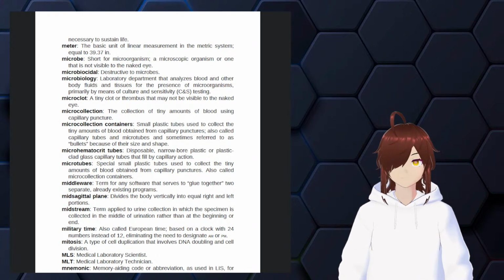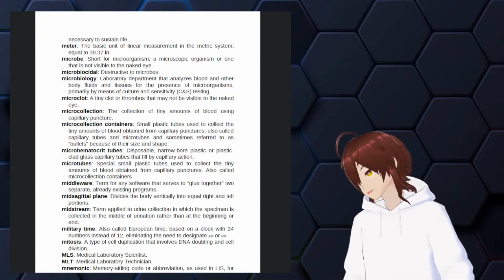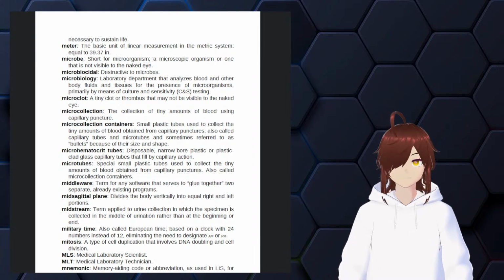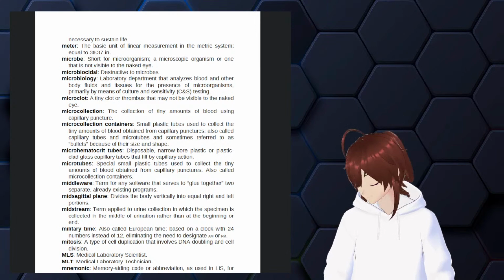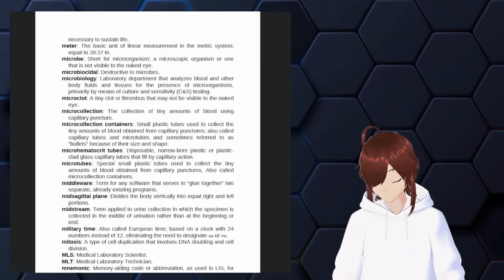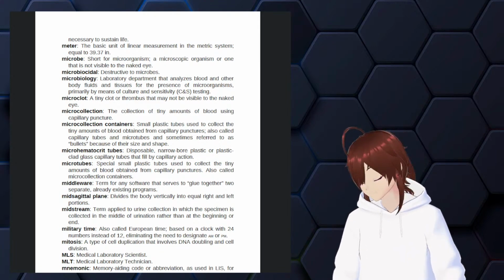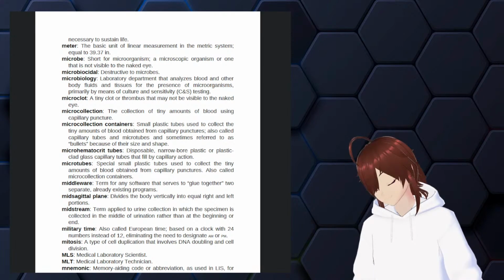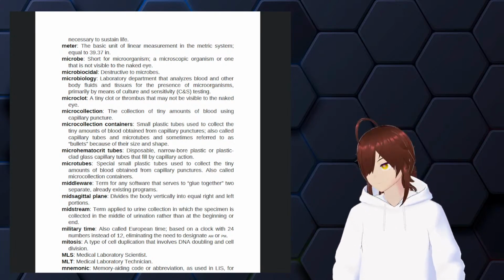Microcollection containers, also called capillary tubes and microtubes and sometimes referred to as bullets because of their size and shape. Microhematocrit tubes, disposable, narrow-bore plastic or plastic-clad glass capillary tubes that fill by capillary action. Microtubes, special small plastic tubes used to collect the tiny amounts of blood obtained from capillary punctures. Also called microcollection containers. Middleware, term for any software that serves to glue together two separate, already existing programs.